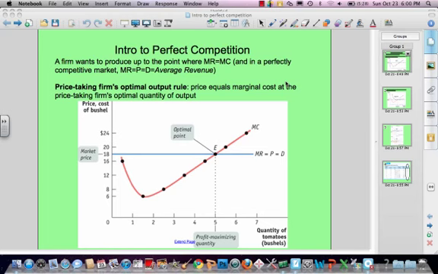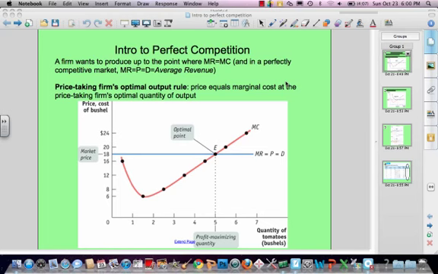Hi everyone, tonight we're going to do a module called Intro to Perfect Competition. The good news for us is we're probably a half a lesson ahead of where we would otherwise be, simply because several of these concepts we have discussed over the past week, talking about the different kinds of firm structure.